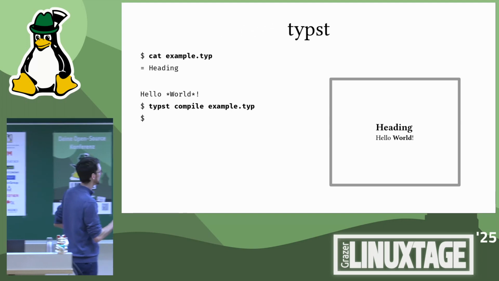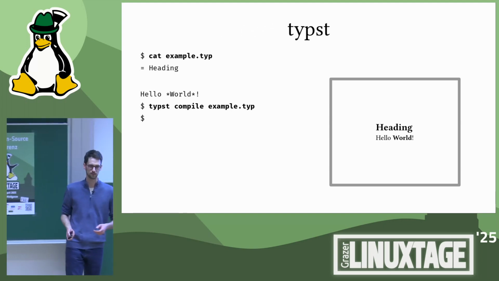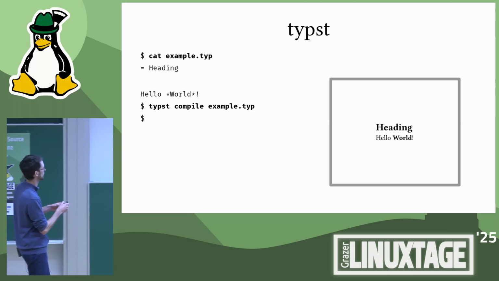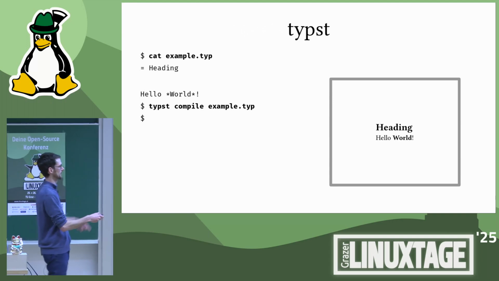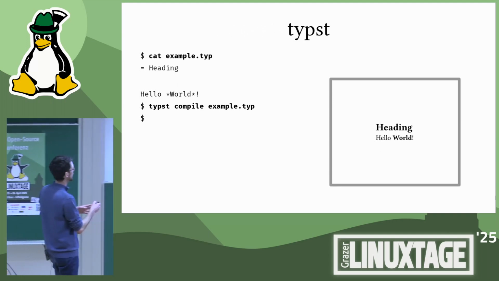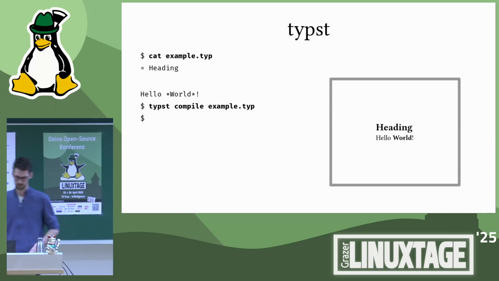And the Typst file looks something like this. You have a heading. How can you identify this as a heading? Because you have an equality symbol here at the beginning. One equality symbol means this is a heading of first level. And then you have some text, and if you wrap it in asterisks, you have a bold text content.